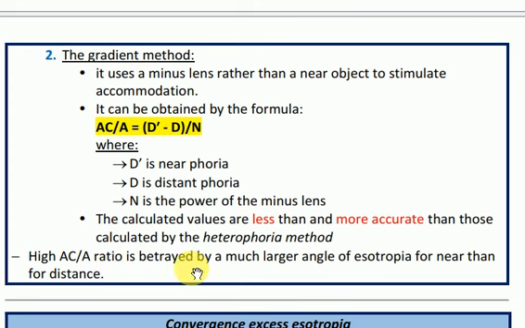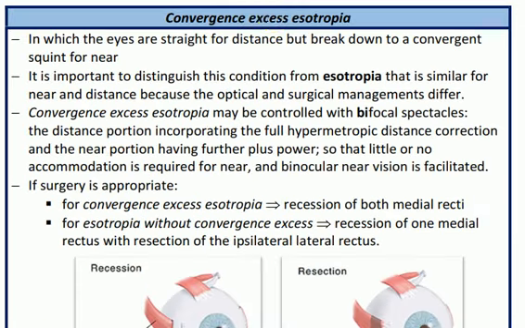In clinical practice, an abnormally high AC/A ratio is betrayed by a much larger angle of esotropia for near than for distance. Convergence excess esotropia is one in which the eyes are straight for distance but break down to a convergent squint for near. So it is important to distinguish this condition from esotropia that is similar for near and distance, because the optical and surgical management differs.